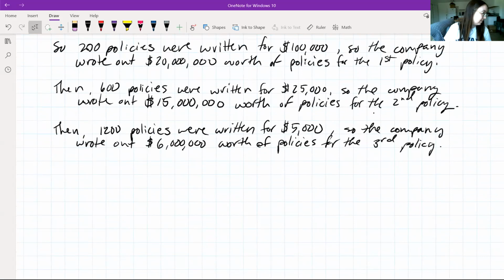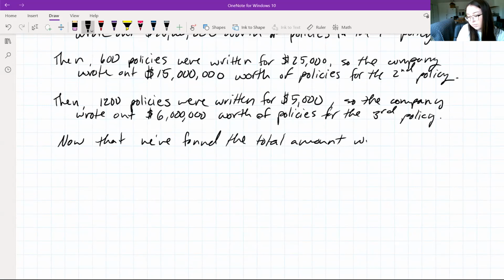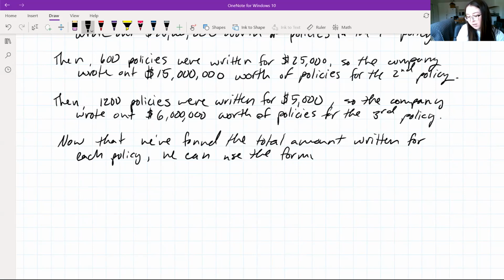So now that we've found the total amount written for each policy, yes, we can use the formula for expected value to find the total payout.